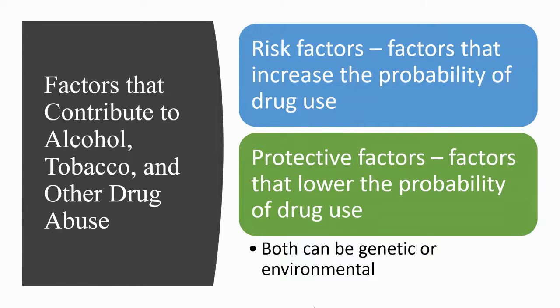On the other hand, there are protective factors, and these are factors that lower the probability of drug use. This would be growing up in a stable family environment, having friends that don't do drugs, having a social support system, doing well in school. All of those factors reduce the probability that a person will have a drug problem.